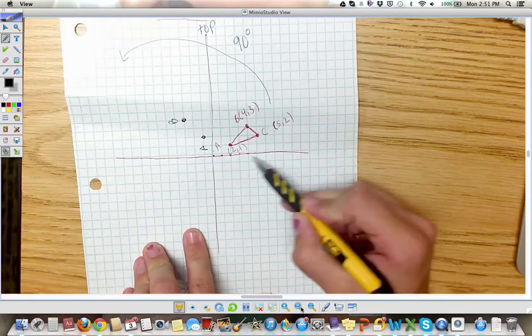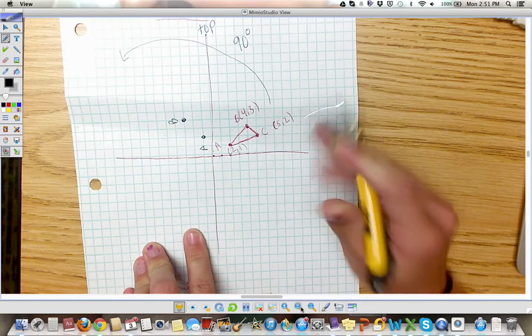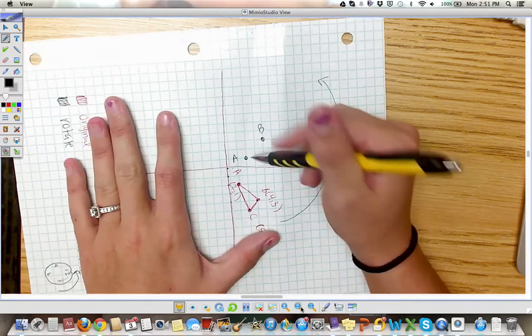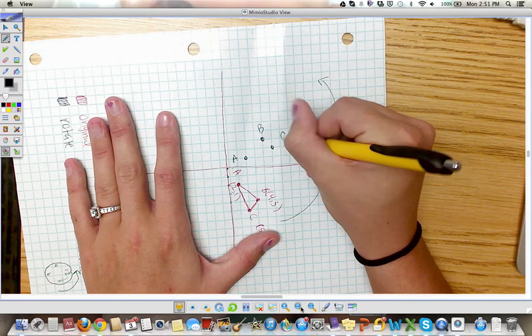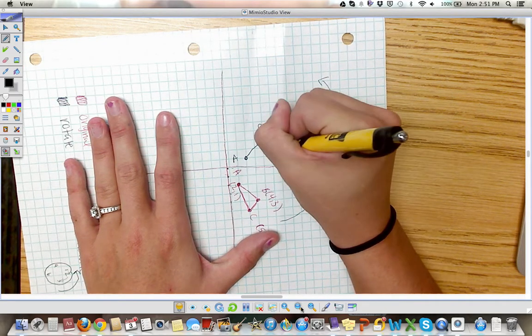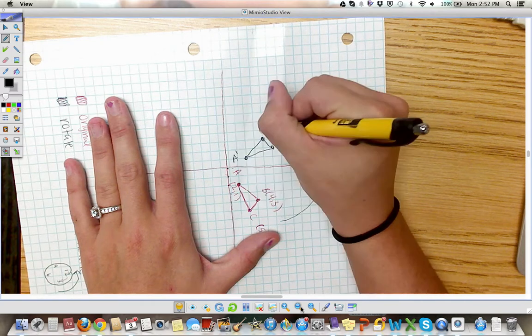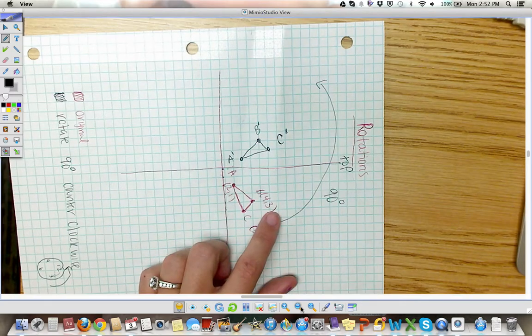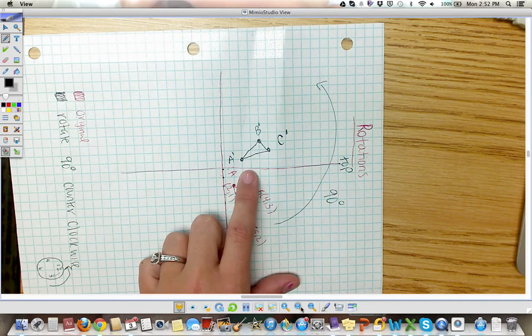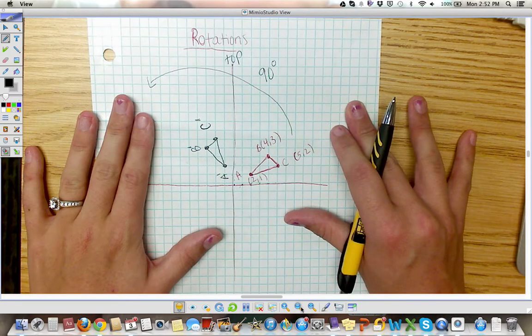C was 5, 2. So when I turn it, I'm still going to do 5, 2. 1, 2, 3, 4, 5. 1, 2. C. And now I'm going to make these primes. So that is what this picture should look like now. Now let's look at it the original way.